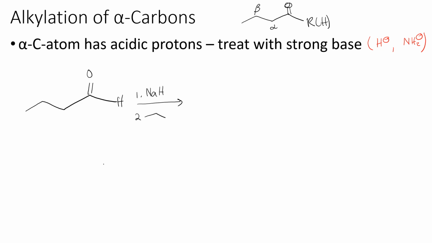From there, I'm going to use any kind of alkyl halide. And then that anion that we generate after we have done the deprotonation will react with the alkyl halide to give us an alkylated alpha position.